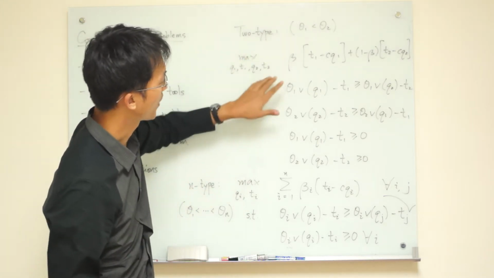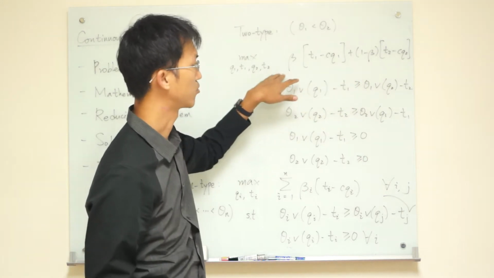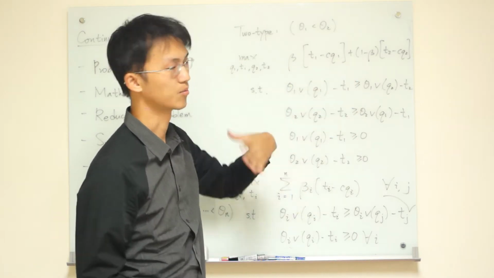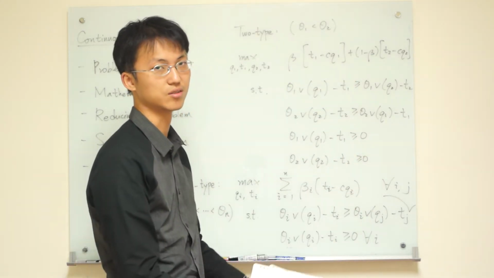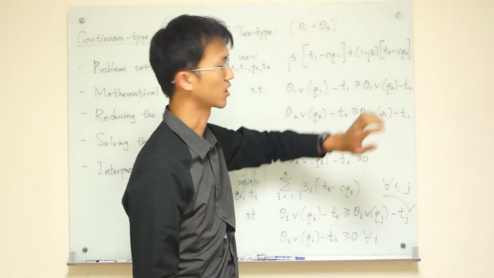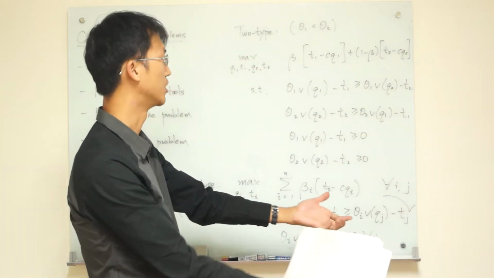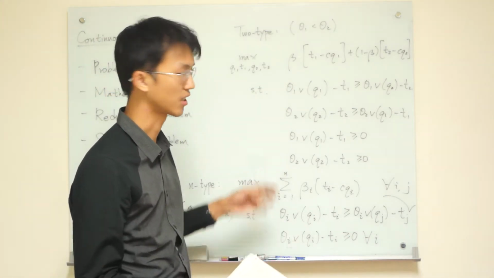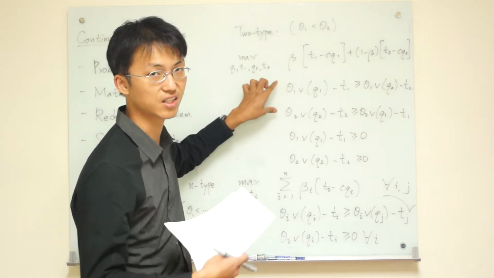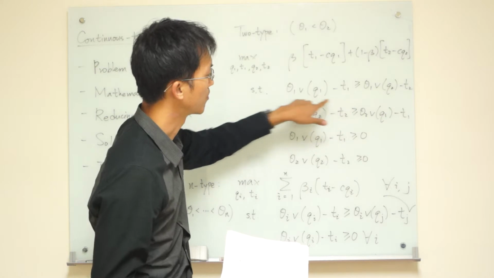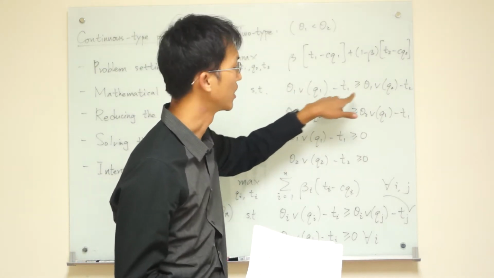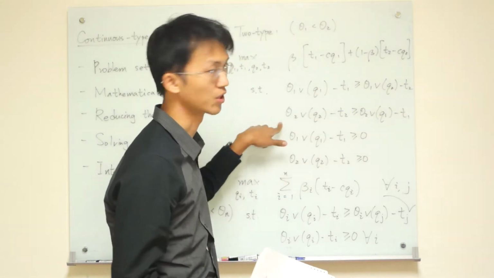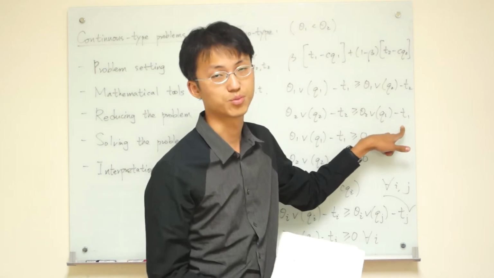Then you want to maximize your expected profit. Beta is the probability for you to see the first type. So beta times (T1 minus CQ1) is the profit you may get from the first consumer, and this is your profit facing the second consumer. Then what's interesting is that you need to have four constraints. The first two are IC constraints. They are saying that as type 1, it will be better for you to tell the truth instead of pretending to be type 2. For type 2, it will be better for you to tell the truth instead of pretending to be type 1.